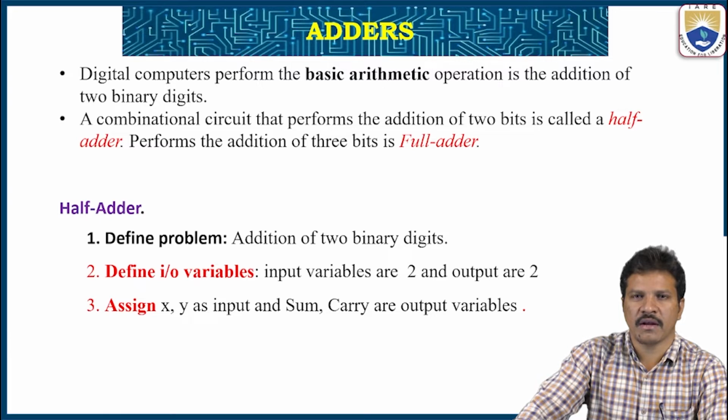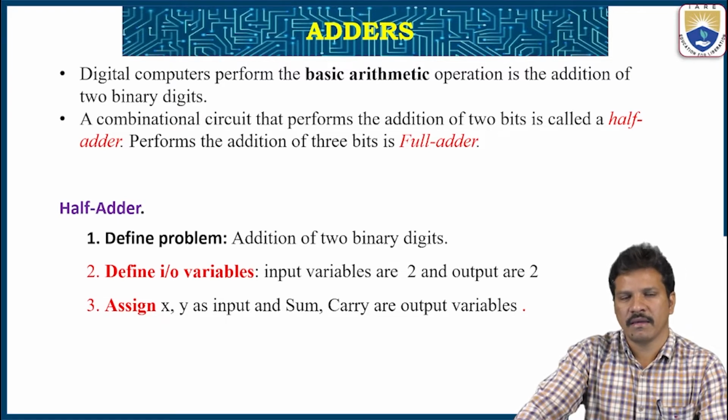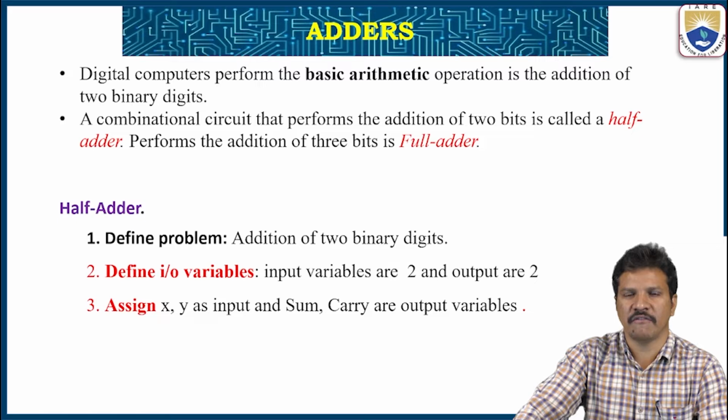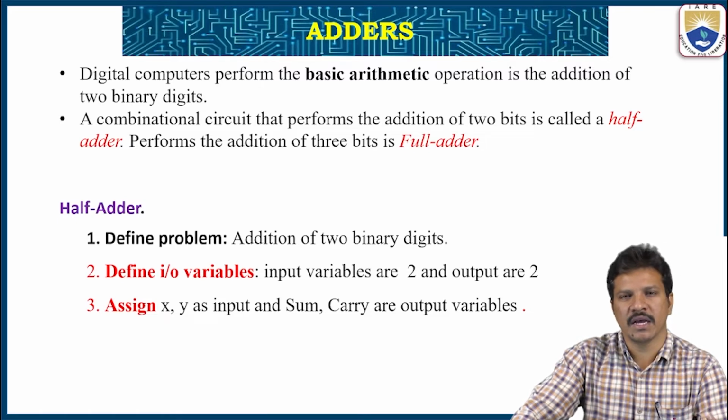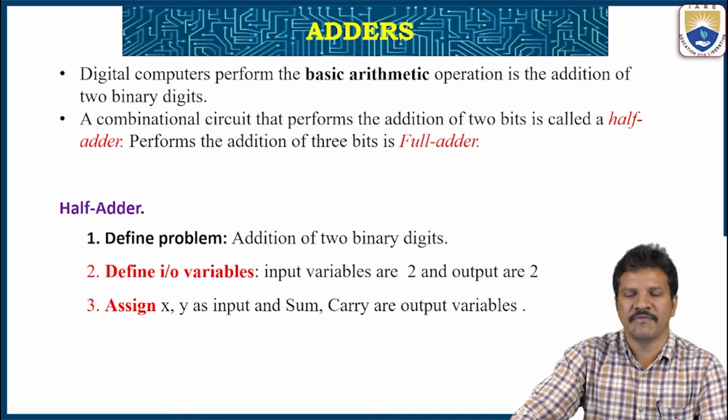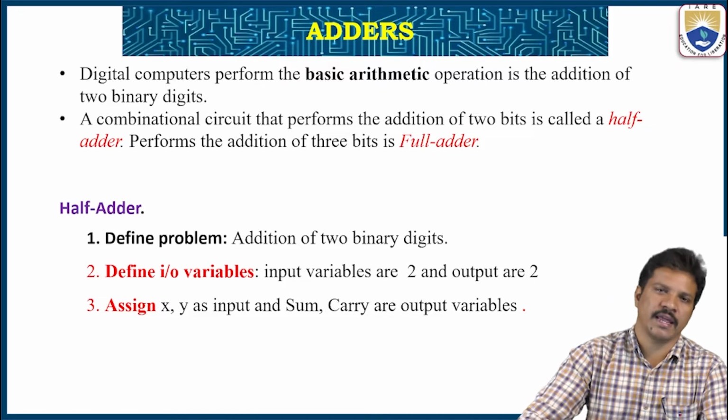Now, there are different kinds of adders, a simple half adder and a full adder. A half adder is a combinational circuit which performs the addition of 2 bits. If it performs 3-bit addition, then it is called a full adder. A half adder is performed on 2 bits; a full adder is performed on 2 bits and one bit forward carry from the least significant bit.